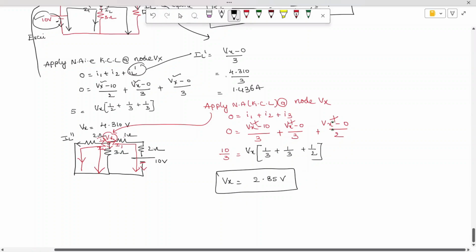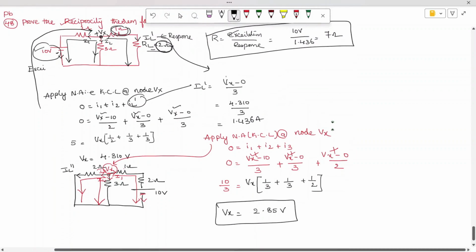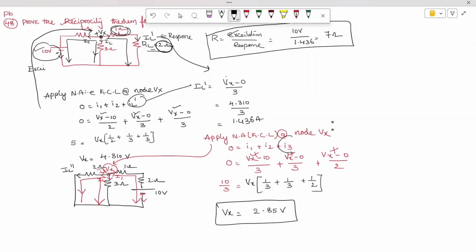But actually what we require is the current in this branch. Okay. So current, which is nothing but I3 we require. Okay. So this is a current. This I3 is nothing but we are calling it as IL double dash. IL double dash is nothing but I3, where I3 value is how much? So the current in this branch. Okay. So the current in this branch is how much? Vx minus 0 divided by 2. So 2.85 by 2, you're going to get 1.43 amperes.